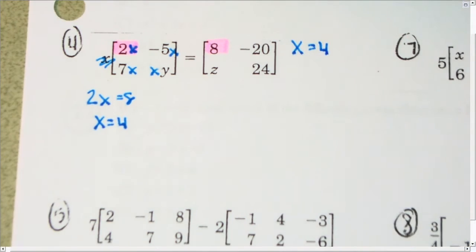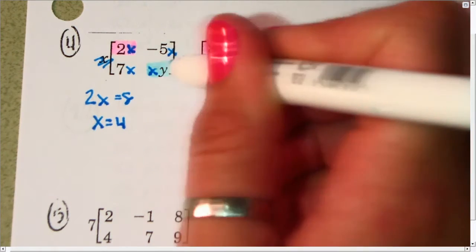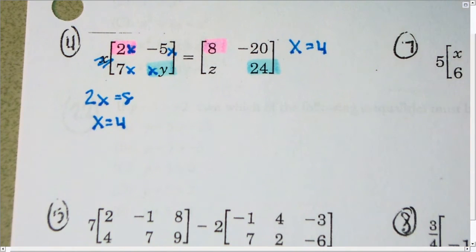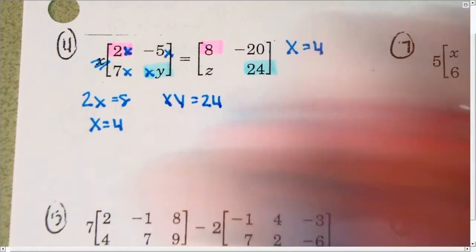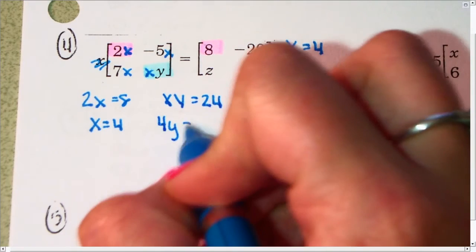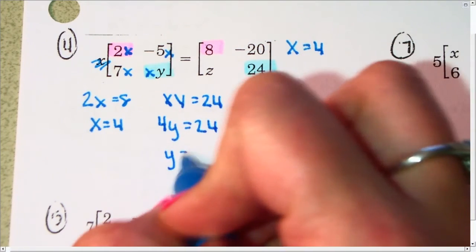Okay, x is 4. Next, I'm going to try to solve for y. Looking here, I have x times y equals 24. Well, x is 4, so 4y equals 24. Dividing by 4, I get 6.